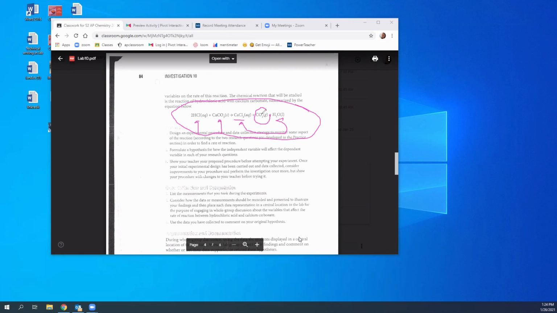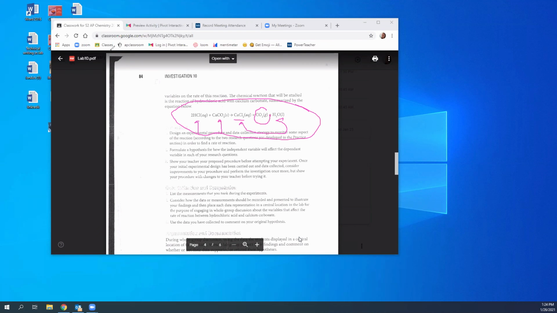First of all, what am I going to change? What's my independent variable? And what's your dependent variable? Because that's what you're going to want to figure out: what you want to graph, how you want to change it, and what data you're collecting.